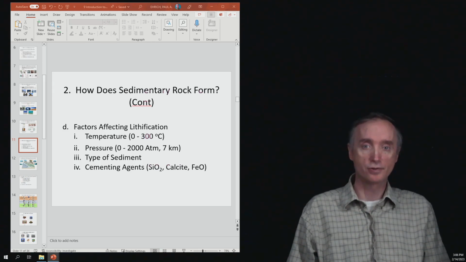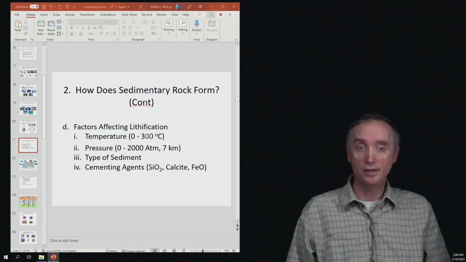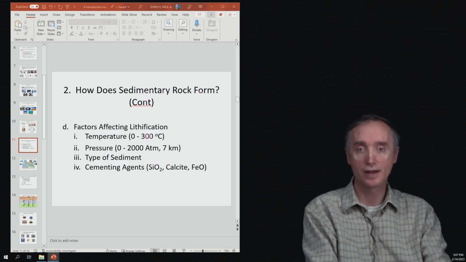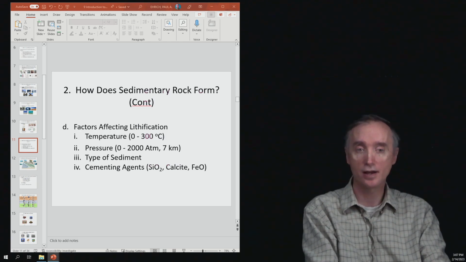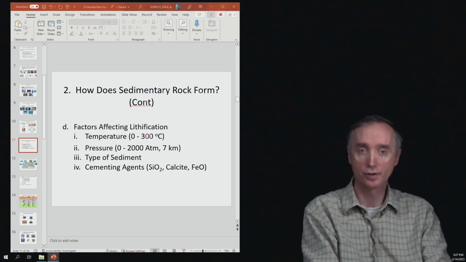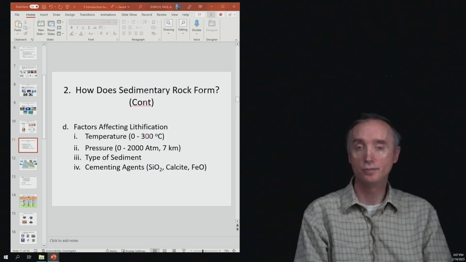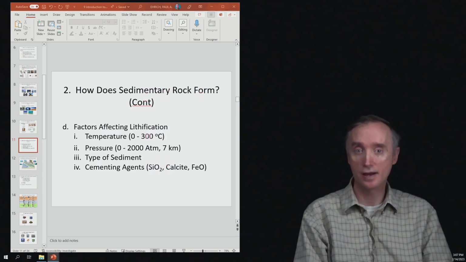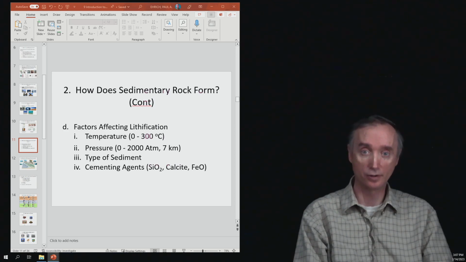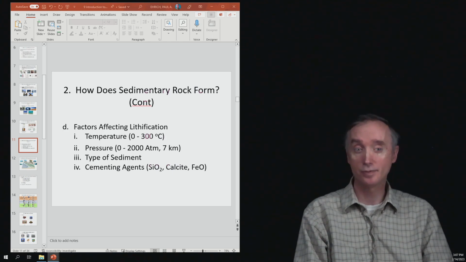Okay, let's look at the pressures. So the pressures can be anywhere between 0, which means that these particular rocks are lithifying at the surface, to 2,000 atmospheres, so 2,000 times the pressure that we're feeling right now, and that would correspond to a depth of about 7 kilometers inside the Earth. So we don't want the pressures to be any higher than 2,000 atmospheres, because then, again, we would have metamorphism that would occur.